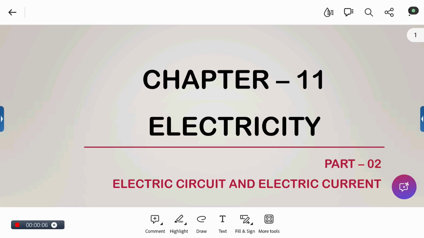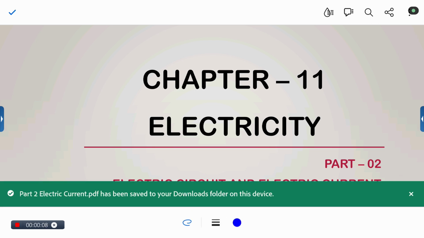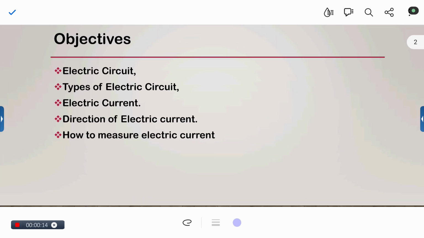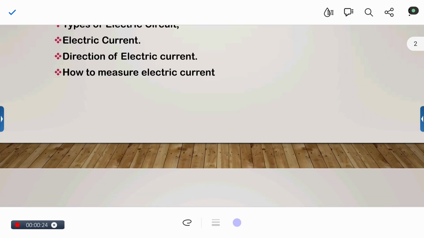Circuit and electric current. So this is the second topic. In this, the topics you are going to discuss are: first, what is meant by an electric circuit, what are the various types of circuits, what is electric current, what are the two directions of current, and how to measure the magnitude of current.